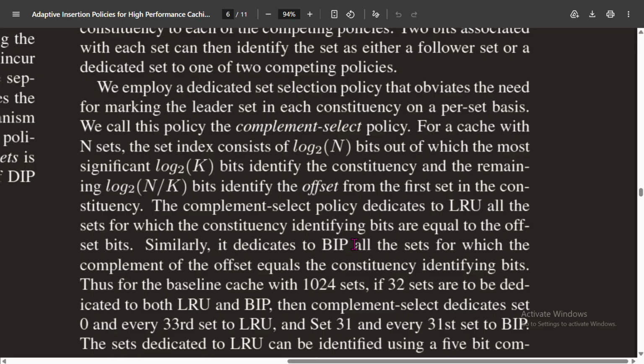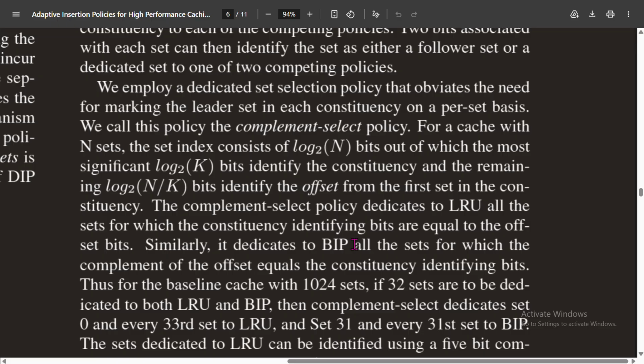For a cache with n sets, the set index consists of log2 n bits, out of which the most significant log2 k bits identify the constituency and the remaining log2 n by k bits identify the offset from the first set in the constituency. The complement select policy dedicates to LRU all the sets for which the constituency identifying bits are equal to the offset bits. Similarly, it dedicates to BIP all the sets for which the complement of the offset equals the constituency identifying bits.